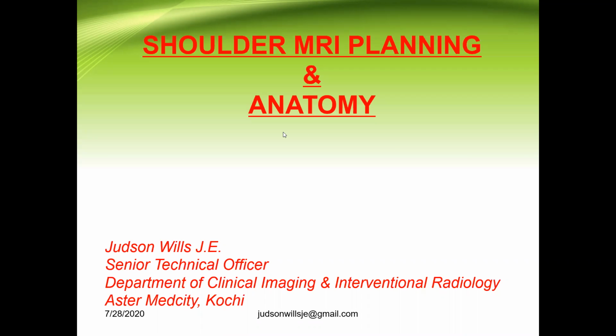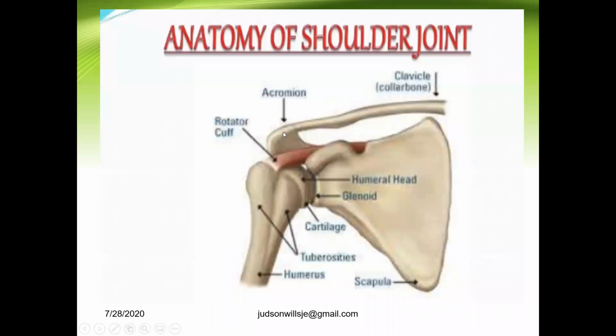Basically, the shoulder joint, anatomy of the shoulder joint. The shoulder joint, or glenohumeral joint, is a ball and socket joint between the scapula and the humerus. It's a major joint connecting the upper limb to the trunk. It is one of the most mobile joints in the human body. The shoulder joint is a large and complicated joint, and we use it on a daily basis.